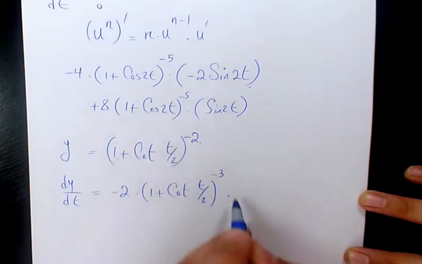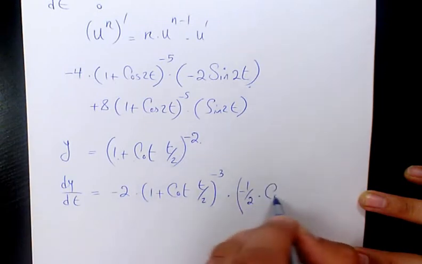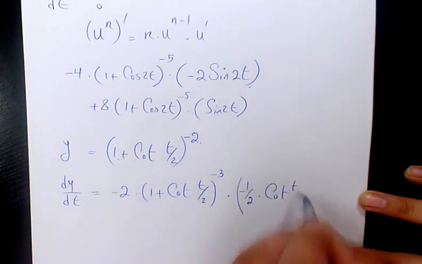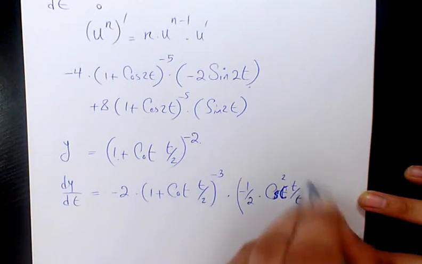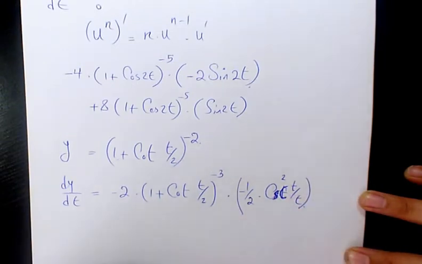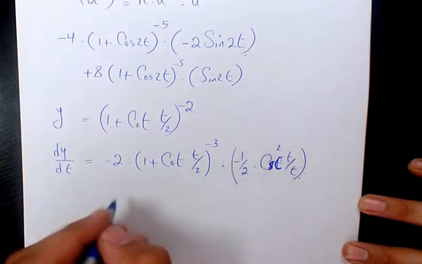Derivative of cot(t/2) is going to be 1/2 times negative 1/2 times cot. It's going to be cosecant squared of t/2. Then negative 2 and negative 1/2, they cancel out. It's going to be 1.